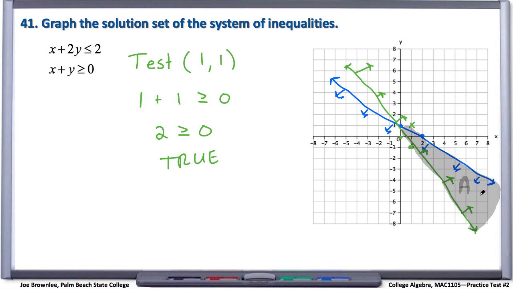The shading is only happening in this portion of the graph, because this is the only portion of the graph where the shading is overlapping each other. So that's the only part of the graph we're interested in. And if you want, you can go ahead and make a dark A for answer inside that double shaded portion. All right, but there is number 41, the last question in practice test number 2.